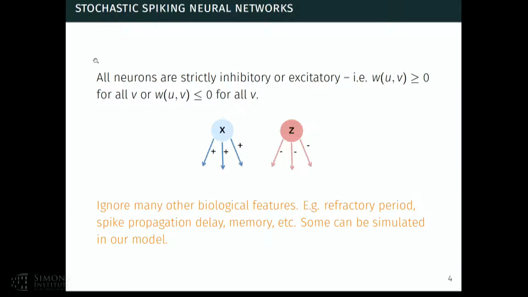We're going to try to look at the difference between inhibitory and excitatory neurons and how they're used in computation. We ignored tons of other biological features, things like the refractory period, where once you fire, you have to wait a certain amount of time to fire again, asynchrony, and memory. There's all sorts of things we ignore. Some can be simulated in our model, and we're beginning to understand how they might work. But how these affect things is obviously a question for future work.